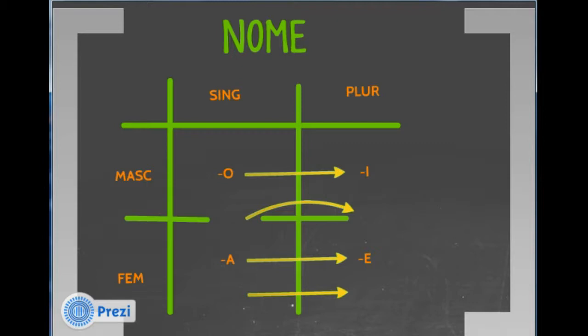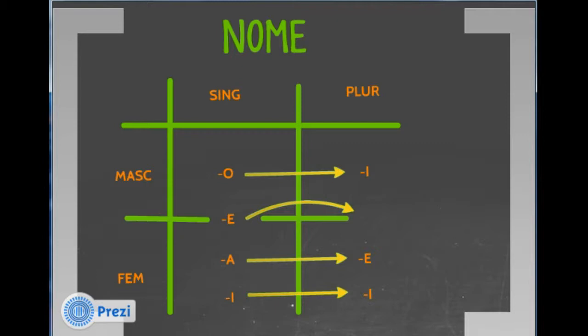Of course, there are many different cases. For example, there are some words ending in I, and normally they are feminine, like analisi, and in plural, they don't change, always analisi. Then there are some words ending in E, like cane, dog.